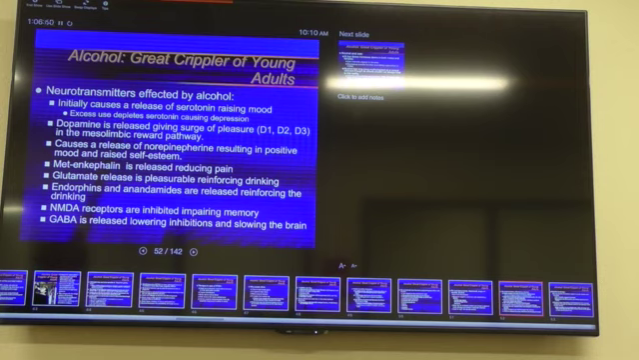NMDA receptors are inhibited, impairing memory, so now you don't have to remember all the stupid things you said and did while you were drunk. You can't, because that part of your brain isn't taking in long-term memory. So you can't remember the lampshade you put on your head and danced around like you actually could dance.